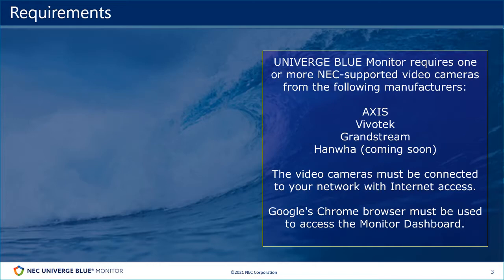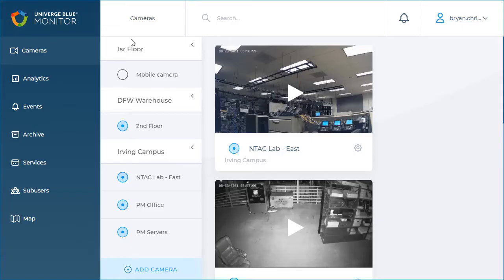The video cameras must be connected to your network with internet access. Google's Chrome browser must be used to access the monitor dashboard. On first logging into UniVerge Blue Monitor, the cameras page is displayed. Note that previously defined locations and all of the cameras for each location are expanded in this view by default.